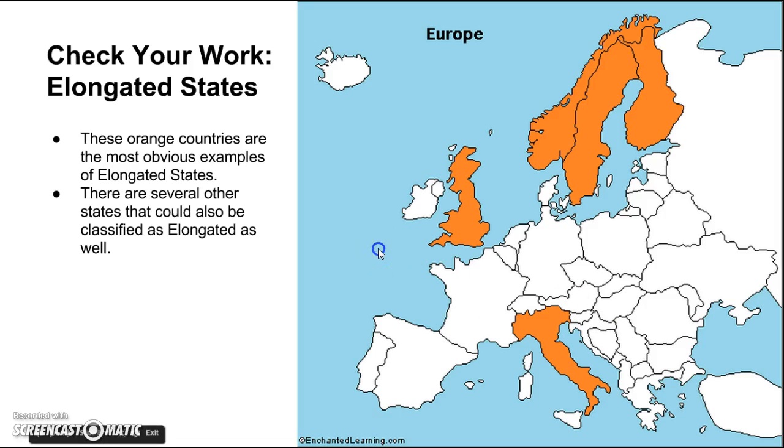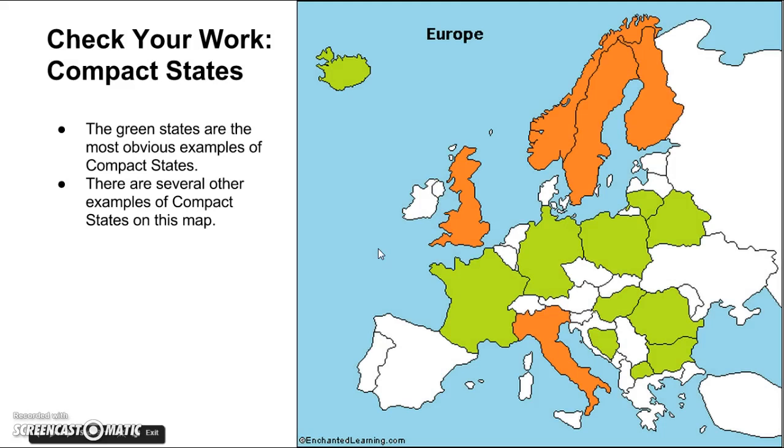So the next one is compact states, and these are marked in green. And the compact states are the roughly circular or rectangular. And these are only some of the most obvious examples. So Iceland over here, Germany and Poland are both very compact states. France is fairly compact. And a lot of these other little ones are also fairly compact states. But these were the most obvious ones.